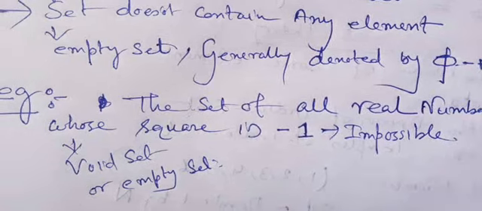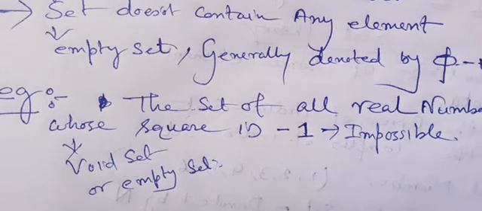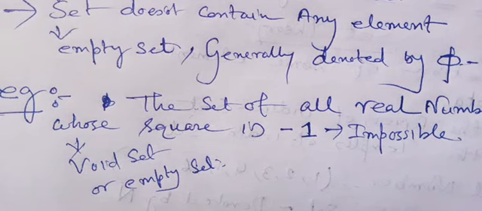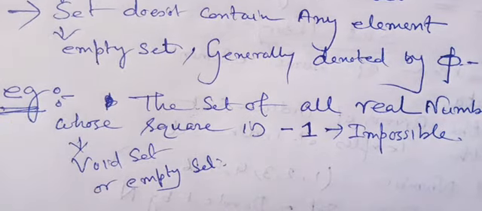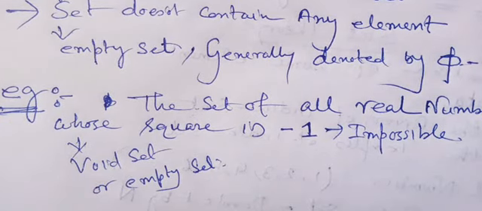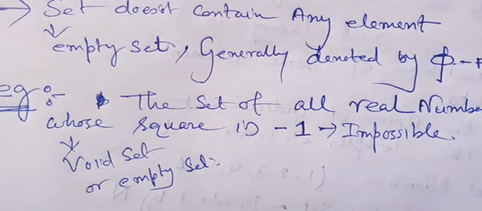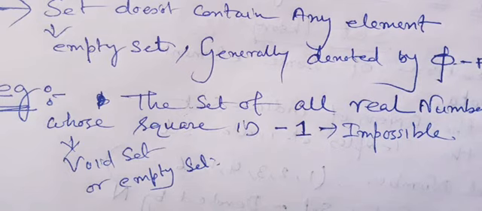Similarly, we can take the set of all rational numbers whose square is 2, or the set of all those integers that are both even and odd. These types of statements do not contain any single element, so this is an empty set or void set.